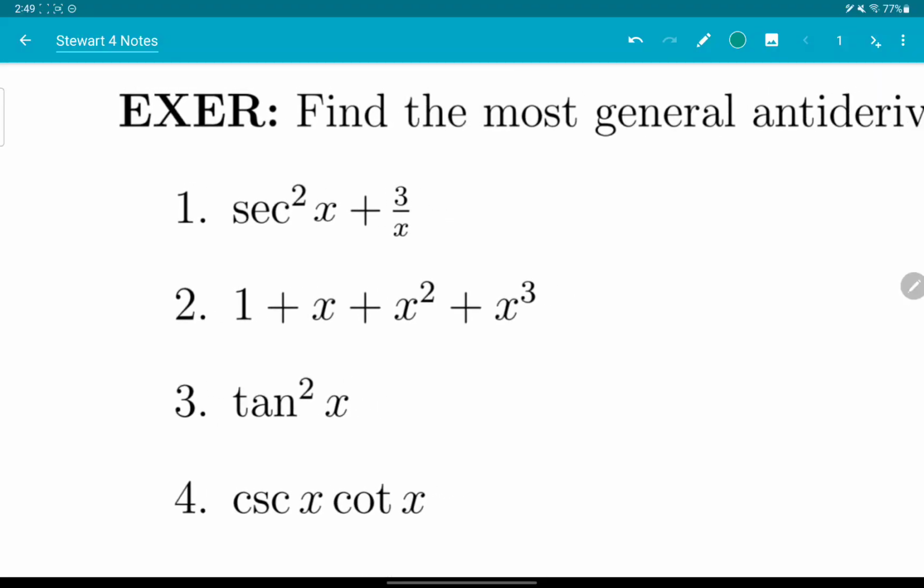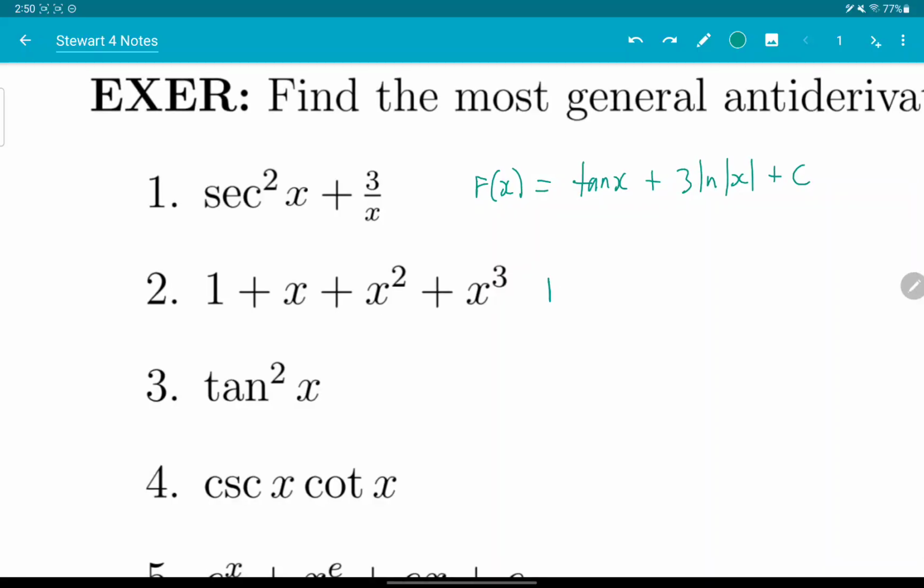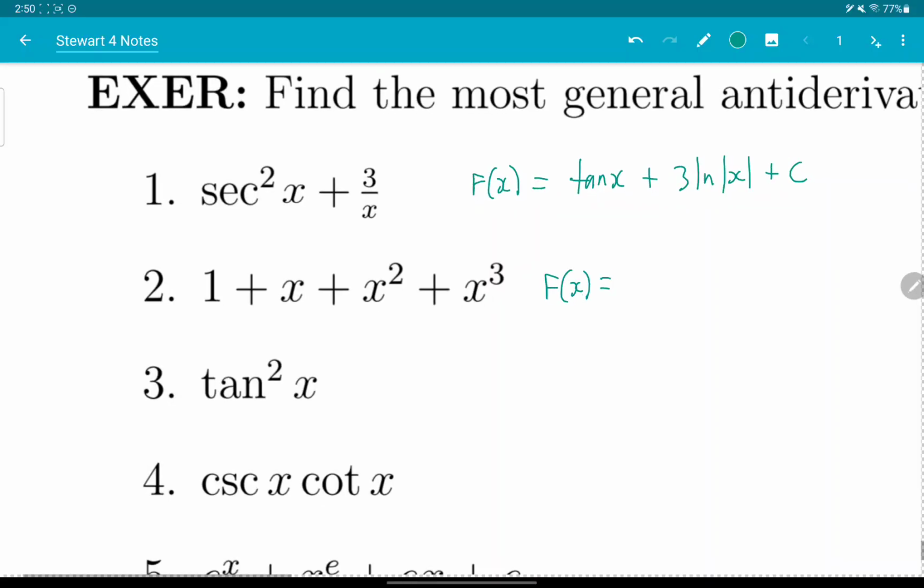Okay, secant squared, the antiderivative, tan, right? Tan of x plus, now the 3 is just going to stay up front. And then I'm going to have ln absolute value of x, and then my plus c on the end. Okay, not sure what to do with the 3. Well, when in doubt, try something, check it by doing a derivative, and move forward.